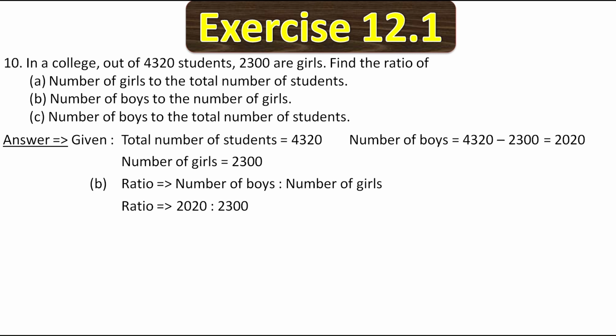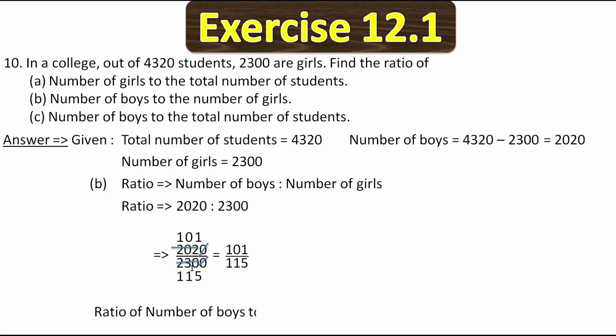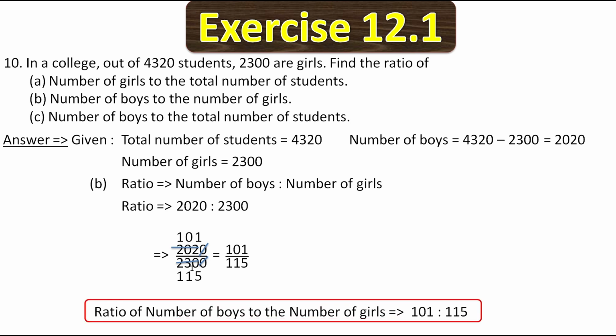So let's make them into simplest form. First zeros will get cut. Now we will divide it by 2. 2 ones are 2. 2 zeros are 0. 2 ones are 2. Now here 2 ones are 2. 2 ones are 2 and 1 remains. 2 5s are 10. So we got the ratio as 101 upon 115. So the ratio is 101 is to 115.